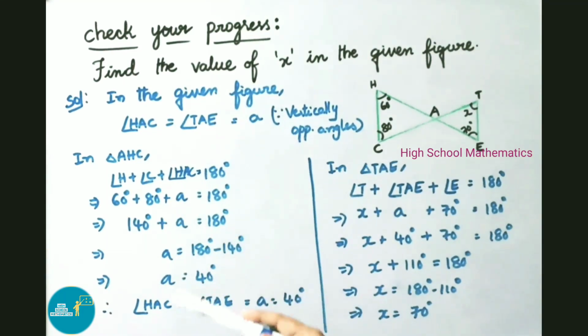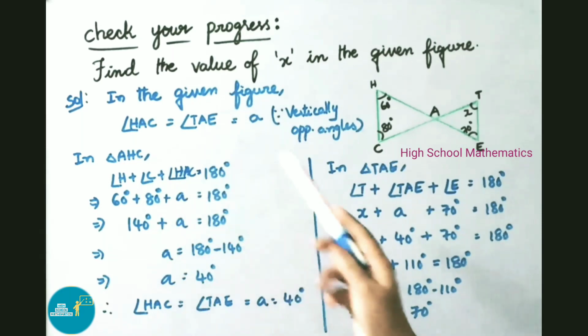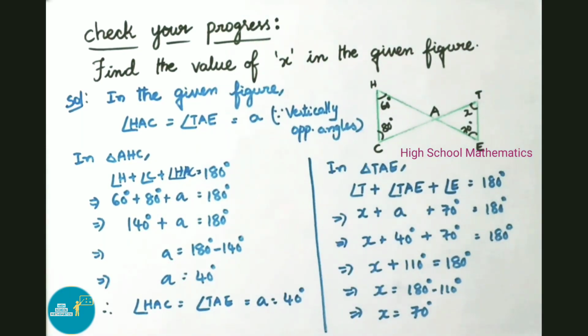60 degrees plus 80 degrees is 140 degrees, plus small a equals 180 degrees. That implies a equals 180 minus 140 on transposing. That implies a equals 180 degrees minus 140 degrees, that equals 40 degrees. Therefore, angle HAC, which equals angle TAE, which equals small a, equals 40 degrees.